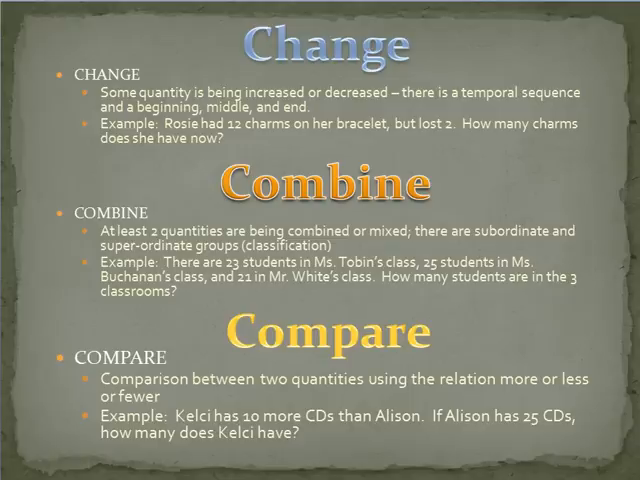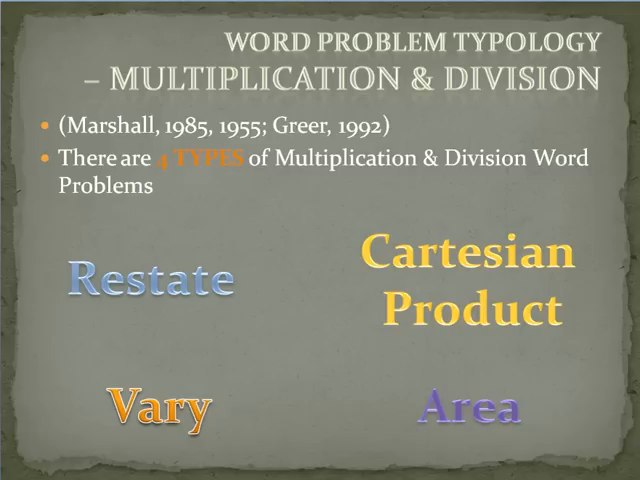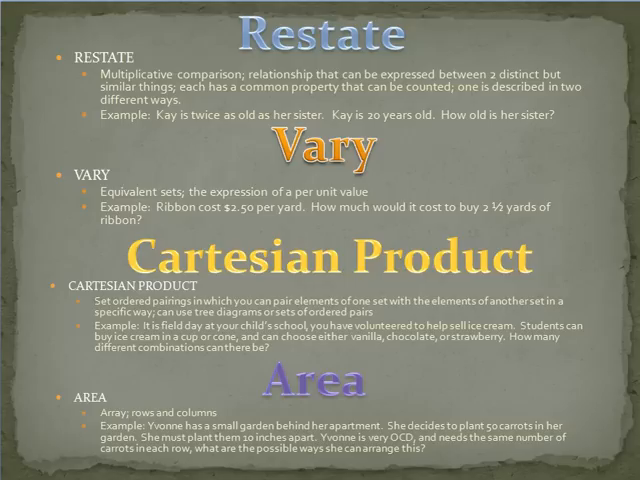Let's take a look at the next one, which is multiplication and division. There are 4 types to this one: restate, Cartesian product, vary, and area. Restate is a multiplicative comparison relationship that can be expressed between 2 distinct but similar things. Each has a common property that can be counted. One is described in 2 different ways. For example, Kay is twice as old as her sister. Kay is 20 years old. How old is her sister?